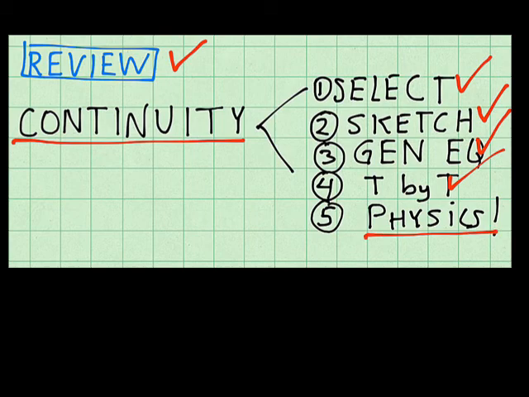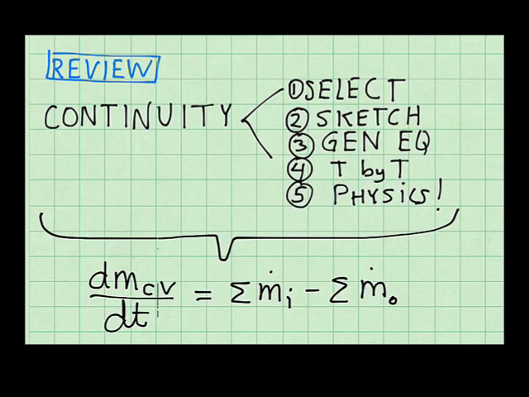For example, the physics of this problem were that the inflow of mass from the river equals the outflow of mass from evaporation. In all cases, the continuity equation balances the rate of accumulation of mass inside the control volume with the rate of mass flow into the control volume minus the rate of mass flow out of the control volume. This concludes the example.